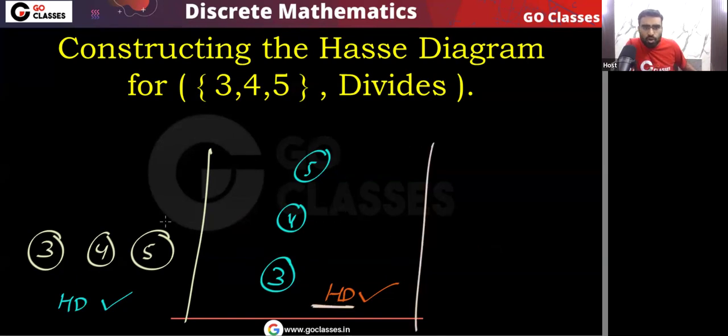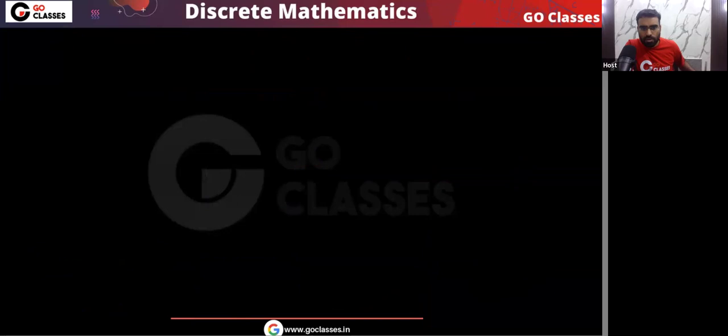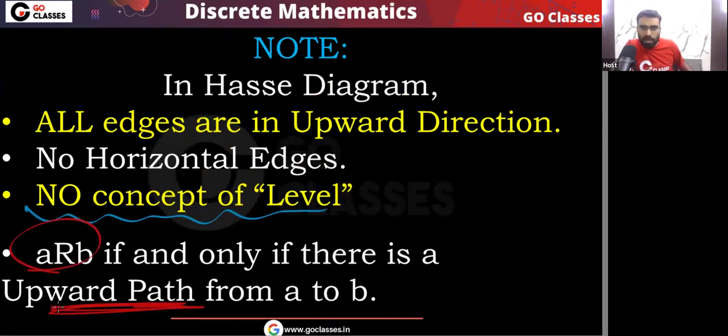In the hash diagram, there is no concept of level. For example, this hash diagram is also correct, no problem. All these hash diagrams are the same. But if you do this, now there is a problem. So this is the final point: remember, there is no concept of level in the hash diagram. Don't use this word. There are no horizontal edges. All edges are in the upward direction. A is related to B if and only if there is an upward path from A to B. Okay, let's move on now.